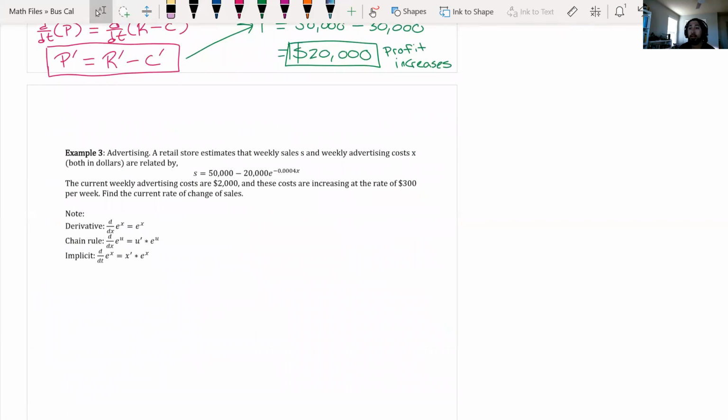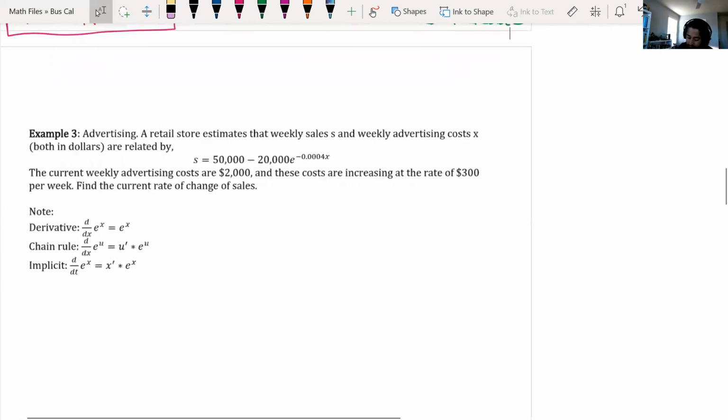All right, number 3. A retail store estimates that weekly sales S and weekly advertising cost X, both in dollars, are related by the equation S equals 50,000 minus 20,000 e to the negative 0.0004X. The current weekly advertising costs are $2,000, and these costs are increasing at the rate of $300 per week. Find the current rate of change of sales.